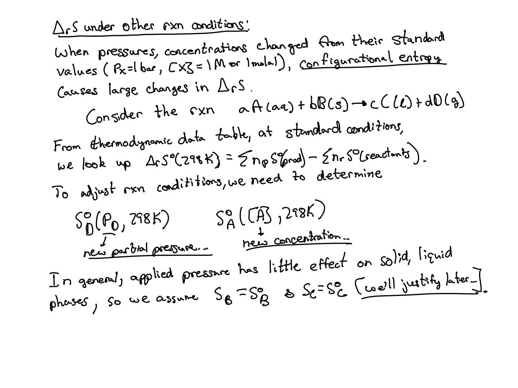the configurational entropy will cause a large change in the entropy change of the reaction. So let's say we have, as an example, a reaction where a moles of A aqueous react with b moles of B solid to form c moles of C liquid and d moles of D gas. From the thermodynamic data tables, we can look up the change in entropy of this reaction at standard conditions. Notice the circle.